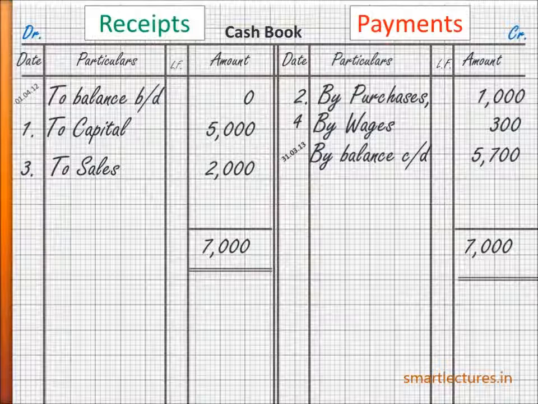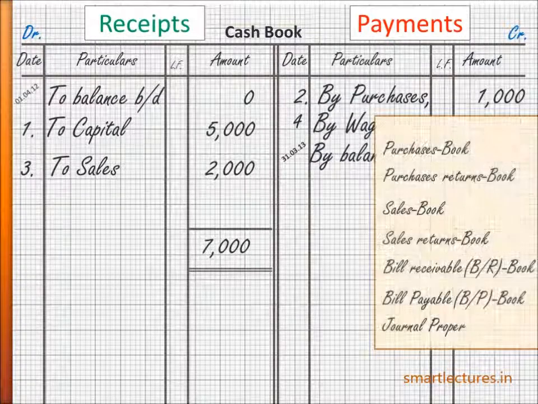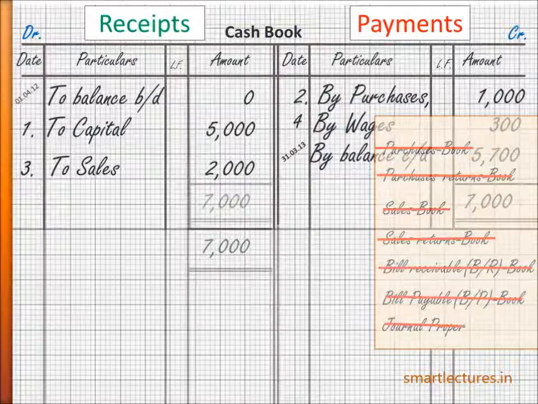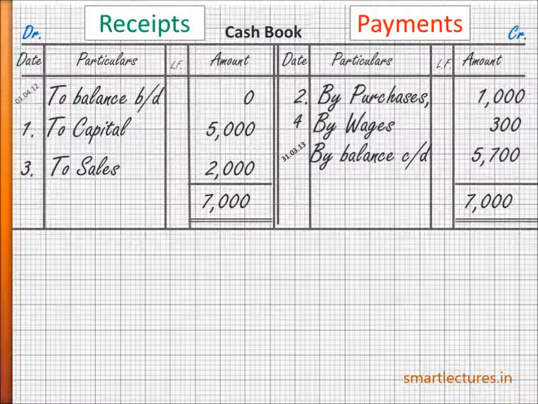So in this way, in this question, all transactions are cash transactions. So all will be noted down in cash book. So there is no question of opening purchases book, purchases returns book, sales returns book, BR book, BP book, general journal proper. So after recording the transaction, what we have to do? We have to start ledger posting. So ledger posting will be done on the basis of cash book.